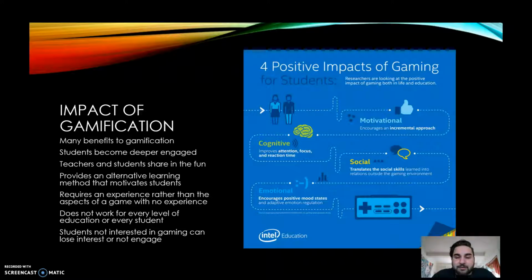It requires an extensive amount of back work, and it requires a lot of planning and focus for the teacher, to which some teachers feel they don't have the resources or time to implement it. It does not work for every level of education or for every student, as some students are not interested in gaming and can feel that there is no reason for it. One of the main negative impacts is that it creates a level of competition that is unnecessary in the classroom. However, if students are motivated and the teacher incorporates the competition in a fun and entertaining way that doesn't cause a student to feel left out, then it can be an extremely beneficial practice.